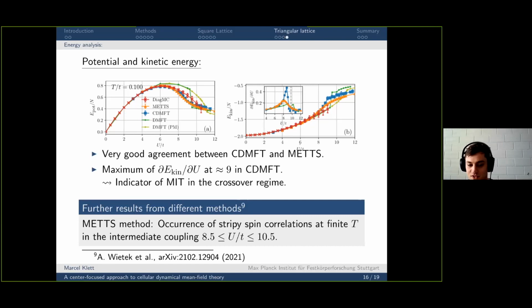Maybe one result which the METTS method found was that stripy spin correlations appear for finite temperatures at some coupling between 8.5 and 10.5. But as I said, if you're interested in the physics of the two-dimensional triangular Hubbard model, then you should really read this publication here.